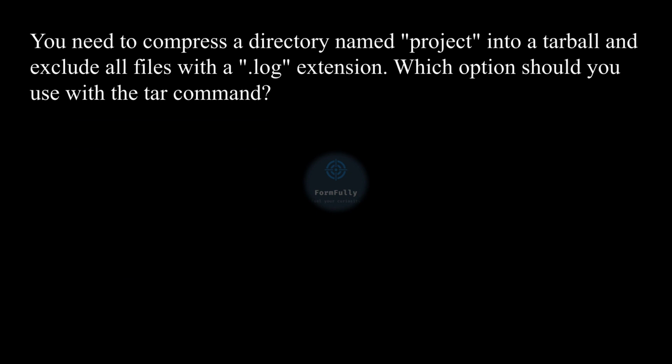Next scenario question. You need to compress a directory named project into a tarball and exclude all files with the .log extension. Which option should you use with the tar command? Options are -c, -x, -z, --exclude. The correct option is --exclude because it allows you to specify files to exclude from the archive. Option first, -c, is used to create an archive, and -x is used to extract files from an archive, and the last option, -z, is used to compress the archive using gzip.